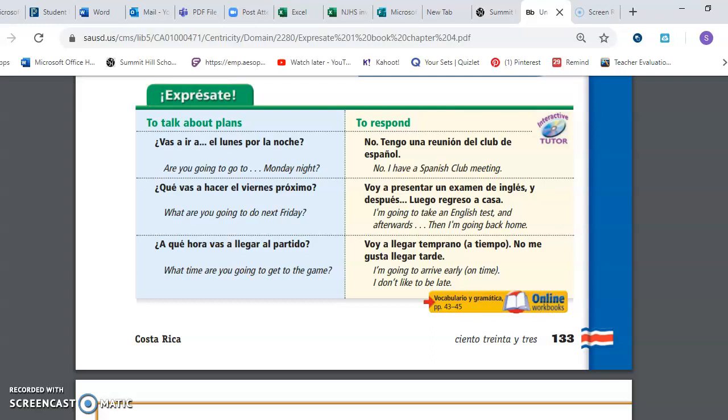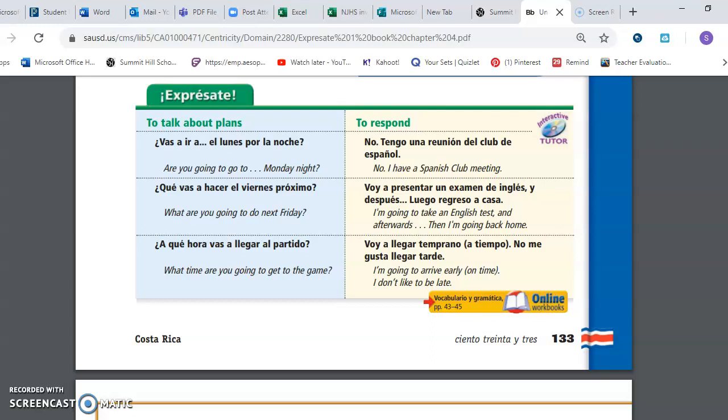So then you need to understand that every time you see something, especially right now during the remote learning, you need to translate in your head and give a long answer in your head. When you give the long answer in your head in English, then you can start translating into Spanish. ¿A qué hora vas a llegar al partido? What time are you going to get to the game? I am going to get to the game. So then you start translating.